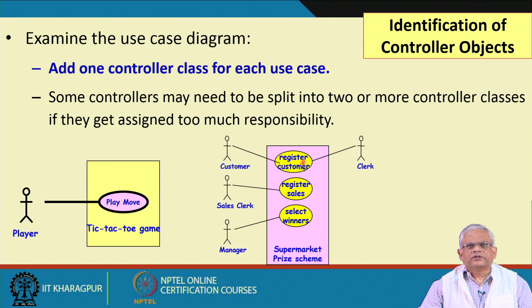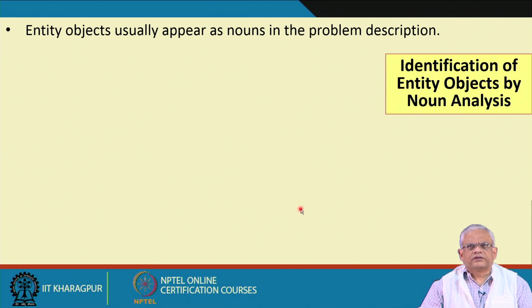For this example, we need 3 controller classes: the register customer controller, register sales controller and select winner controller. Now, let us try to identify the entity objects. This is the most crucial part of the design process.